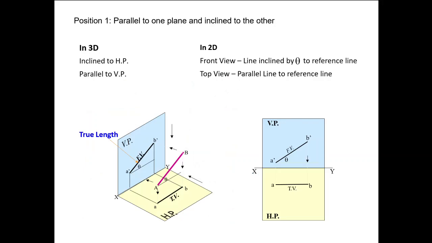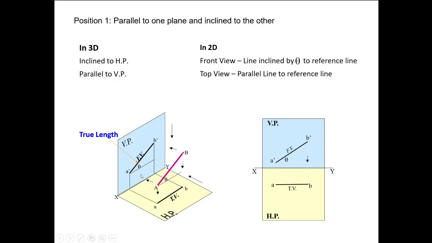Now we will see the next position, that is parallel to one plane and inclined to the other. So here, for example, this is the true length of a line. AB is the true length. This AB is inclined to HP at an angle theta, and it is parallel to VP. The condition is the line AB is inclined to HP and parallel to VP. So the front view will be the line inclined by an angle theta to the reference line.